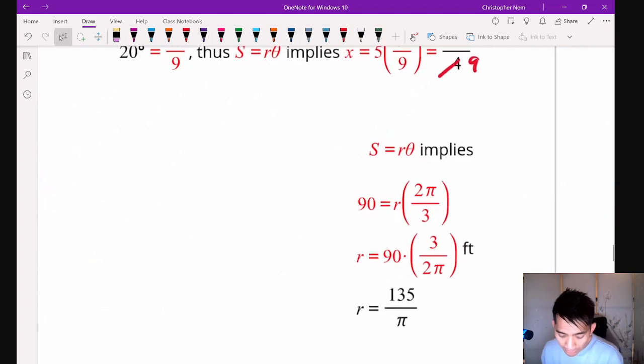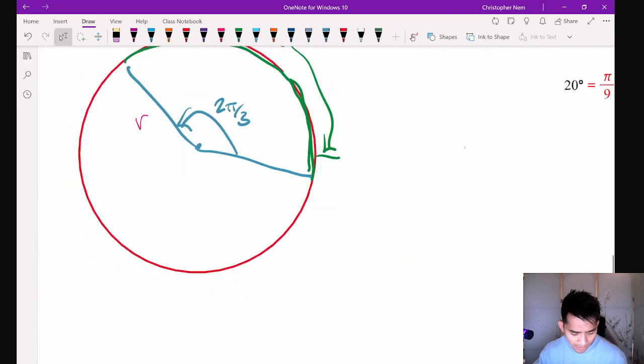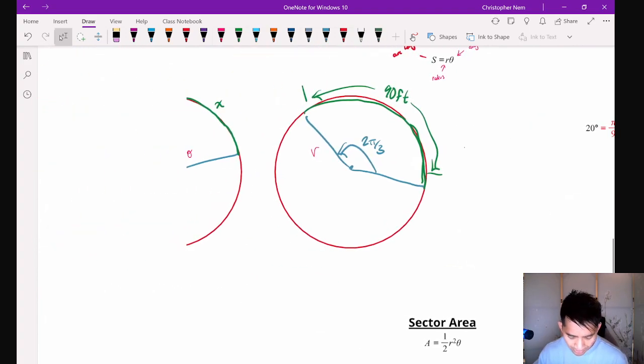But when we do the calculation, we get 90 is equal to r times 2 pi over 3. And then to solve for r, I have to divide both sides by 2 pi over 3, which means I multiply by the reciprocal, 3 over 2 pi. And if I do that, I get the radius is equal to 135 divided by pi feet, because that was the last unit we were in. Alright, so that gives you an idea how to do the other type of calculation.